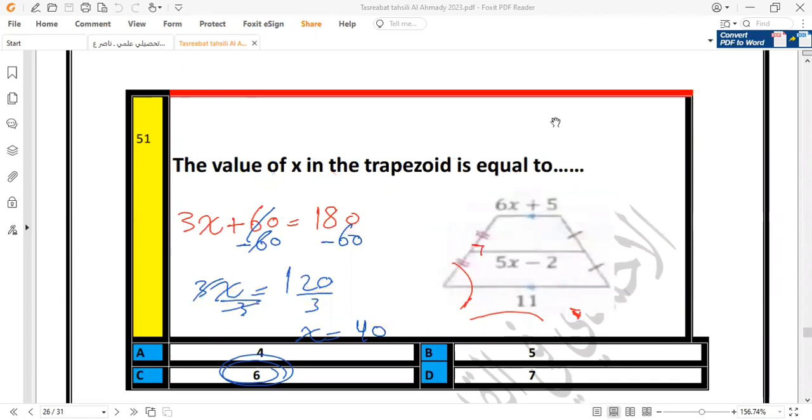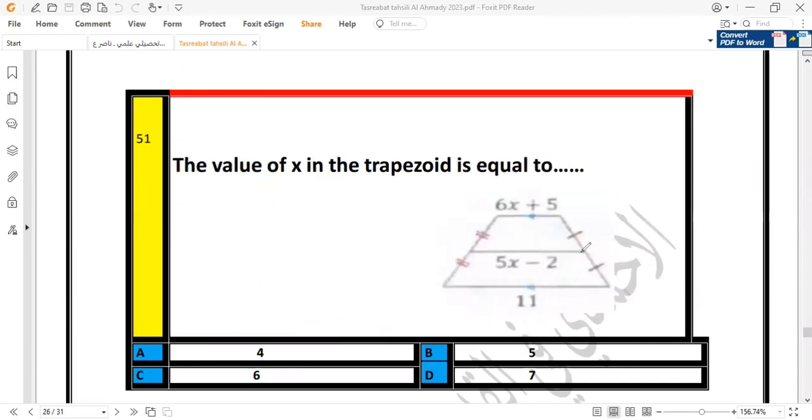How to find the value of x in the trapezoid? This is the mid segment. How to find the value of x? Here 5x minus 2, the mid segment, equals half the sum of the two bases, 6x plus 5 plus 11. This is the rule for the mid segment in a trapezoid: it equals half the sum of the two bases.